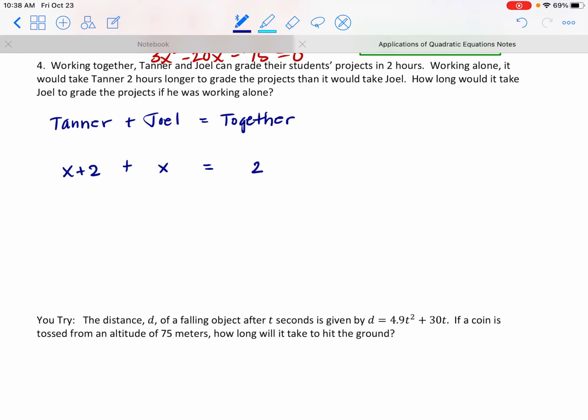Remember, what we have to do is convert these amounts to rates. So if they took 2 hours together, then they did 1/2 of the job per hour. If Joel takes x amount of hours alone, he does 1/x of the job per hour, and then it's going to be 1 over x plus 2 of the job per hour for Tanner. So we want the reciprocal of the amount to convert to a rate. And now we have our equation.